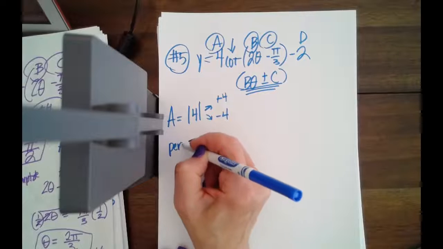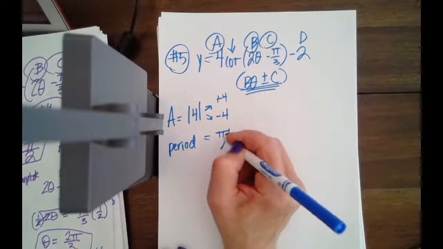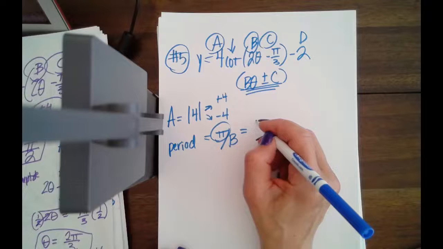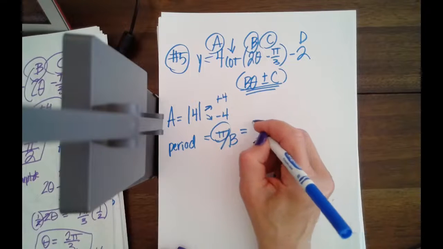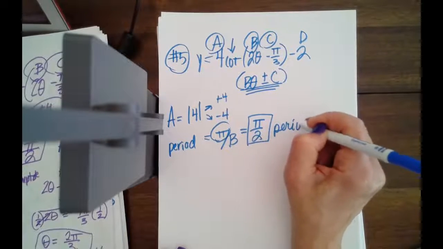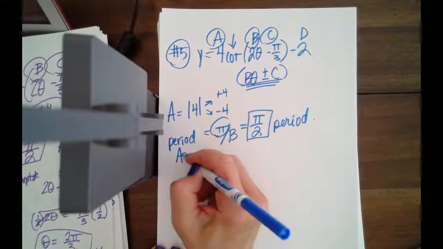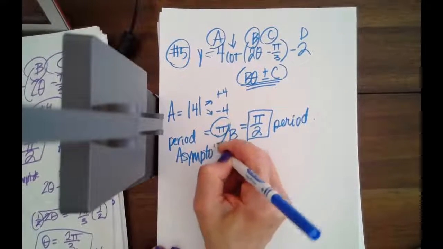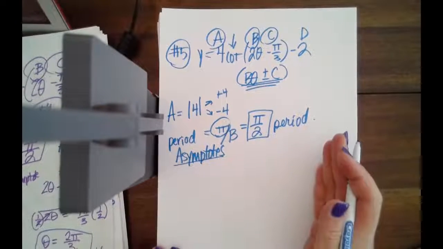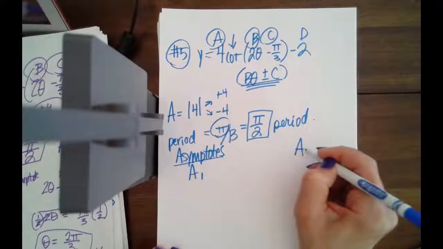Alright, period. This is kind of important because you have to know how to space your asymptotes. Because it's tangent and cotangent, they have a period of pi divided by b, which in this case is pi over 2. So your asymptotes will be placed pi over 2 units apart. That's really the only reason for period in tangent and cotangent. Okay, asymptotes. We're going to find the first two asymptotes, the left and the right to start with, which I call A sub 1 and A sub 2.